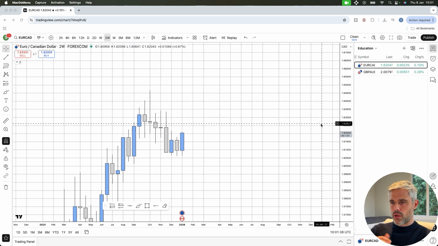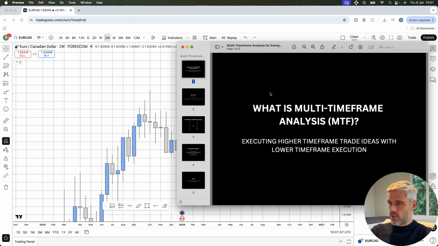Hey guys, so today what we're going to do is look at multi-time frame analysis and start to really unpack multi-time frame analysis to give you a very clear view as to how to use it, how to combine time frames to place high probability trades. We're going to start with a tiny bit of theory and some logic that will help us as we get into the charts, starting with what multi-time frame actually is.